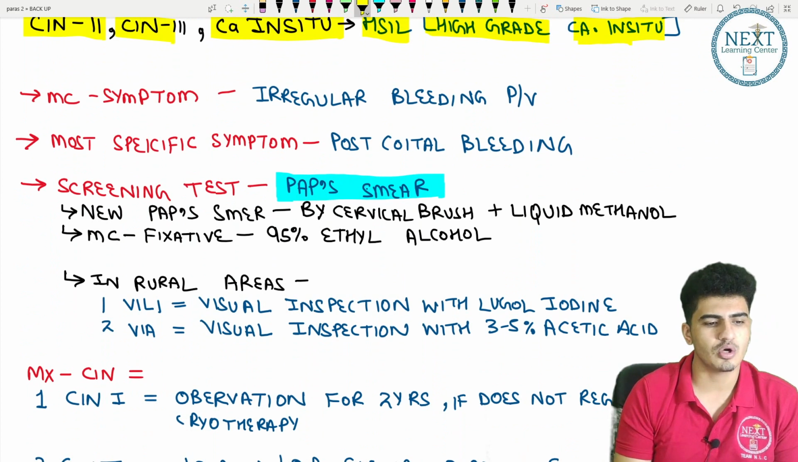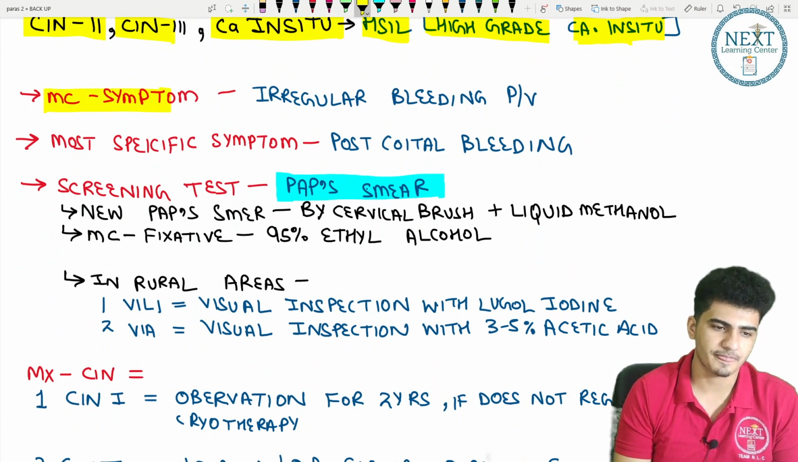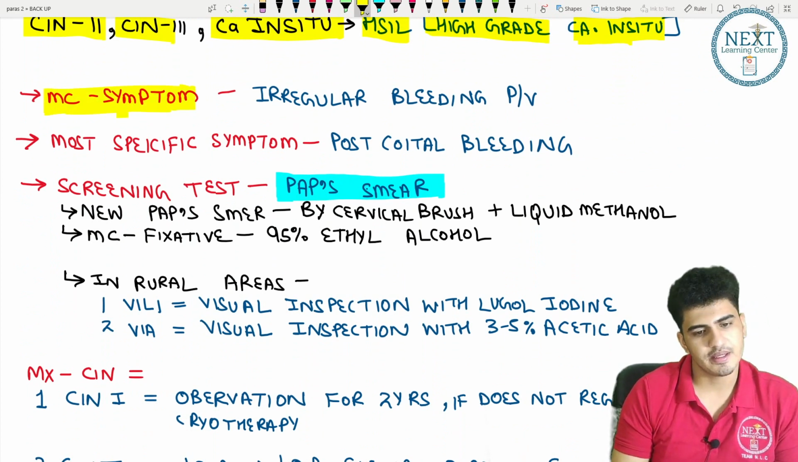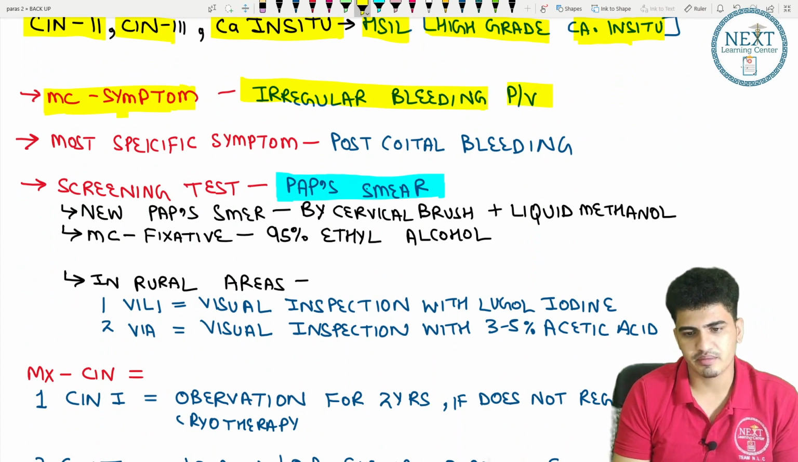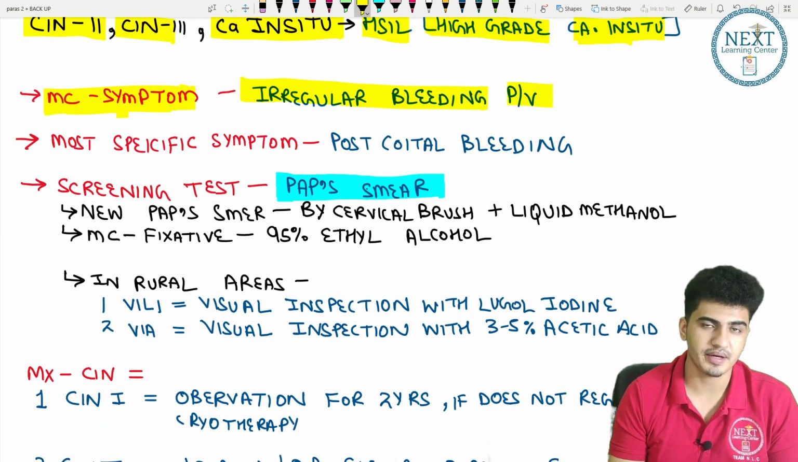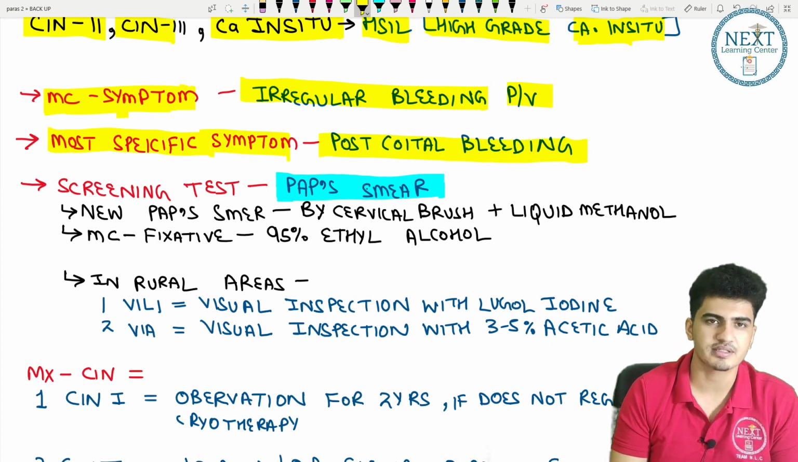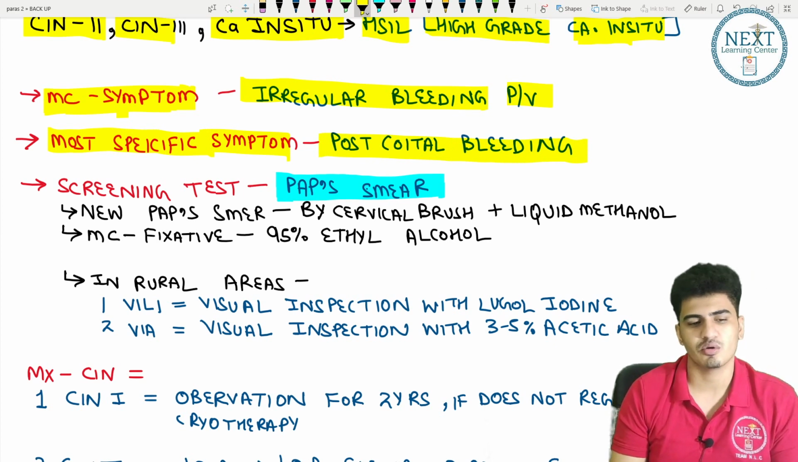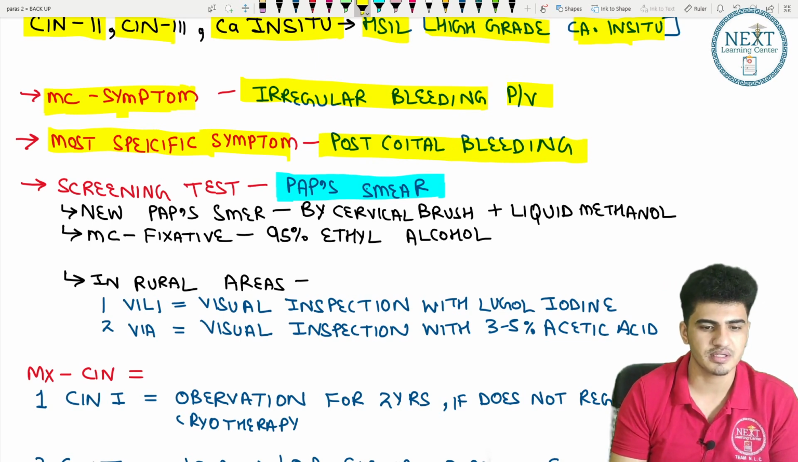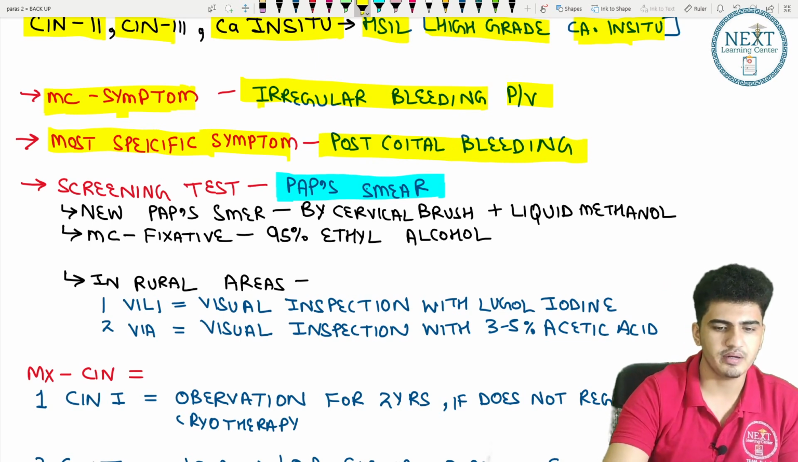Remember, the most common symptom of carcinoma cervix is irregular bleeding per vagina. The most specific symptom is postcoital bleeding.